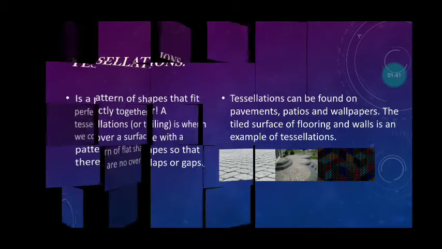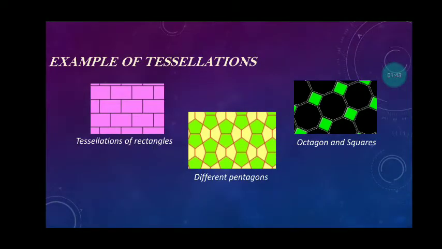Let's proceed with examples of tessellation. These are examples of tessellations: the tessellation of rectangles, and also different pentagons, octagons and squares.